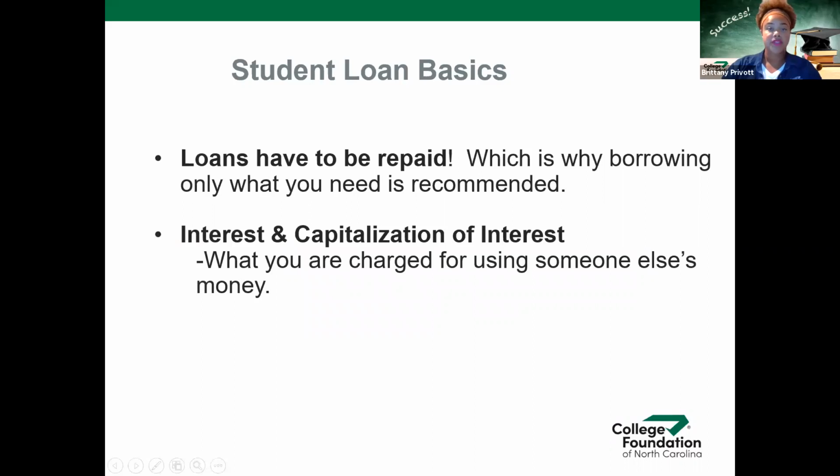Today, we're going to talk about student loans. When we're talking about the basics of student loans, we like to make sure that students understand that all student loans have to be repaid. So we really encourage students to only borrow what you need and understand that you have to pay back the loan with interest and capitalization of interest. What you're charged for is using someone else's money. So we are really encouraging students to only take out what they need because you have to pay it back and then some.